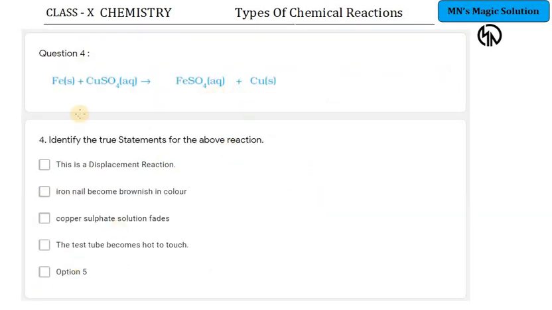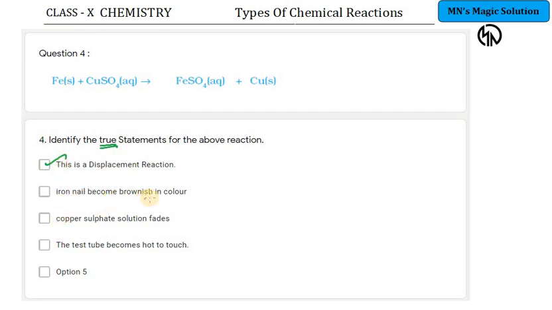Question number 4. Fe plus CuSO4 gives FeSO4 plus Cu. So you can see here that iron metal is displacing copper. So now here I have to identify true statements from the above reaction. So which are all true, I have to identify. First statement, this is a displacement reaction. Obviously Fe is displacing copper. So this is a displacement reaction, correct.